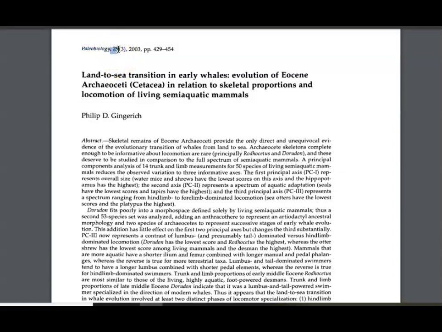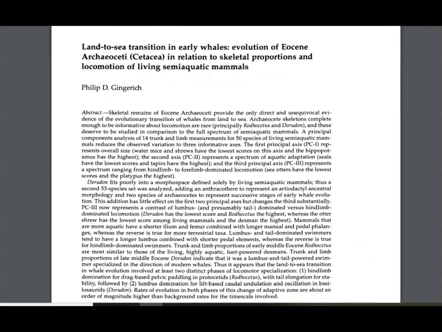29 is the volume number, and 3 is the issue number. It was published in 2003, and you can find it on pages 429 to 454 in this volume and issue of Paleobiology. Okay, so let's take a look at the actual article itself.